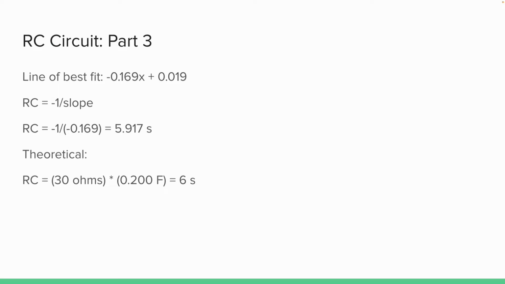We can find the time constant by using the formula RC equals -1/slope, and that gives us a time constant of 5.917 seconds. The theoretical value can be found by multiplying the resistance by the capacitance, which gives us 6 seconds.